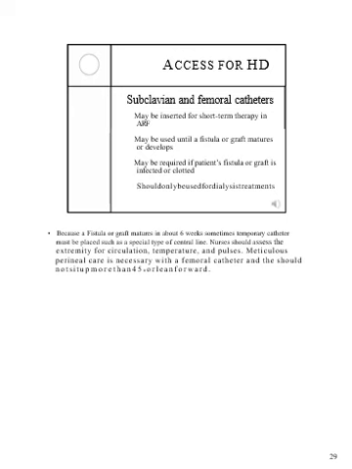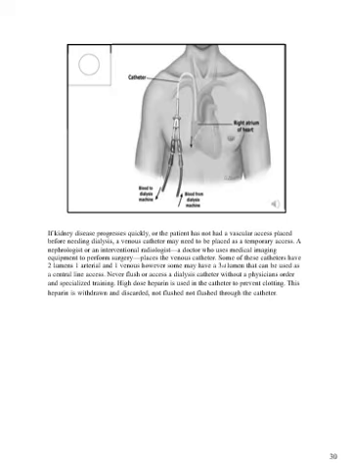If kidney disease progresses quickly or the patient has not had a vascular access placed before needing dialysis, a venous catheter may need to be placed as a temporary access. A nephrologist or an interventional radiologist, a doctor who uses medical imaging equipment to perform surgery, places the venous catheter. Some of these catheters have 2 lumens, 1 arterial and 1 venous. However, some may have a 3rd lumen that can be used as a central line access.